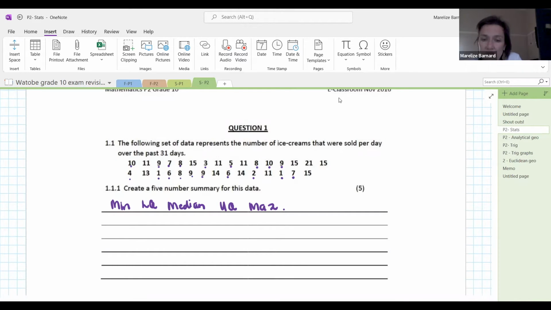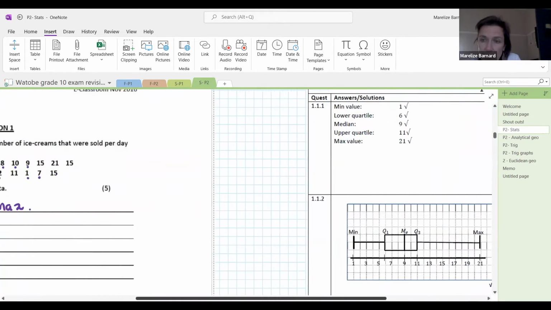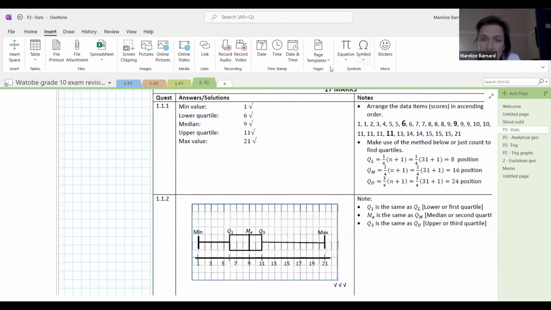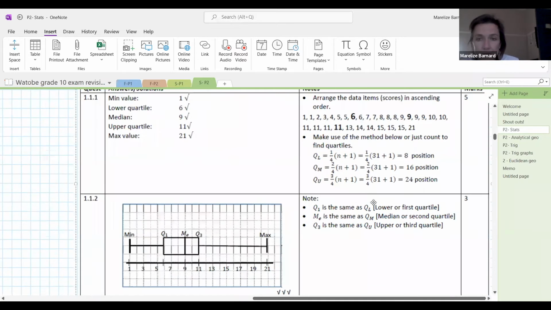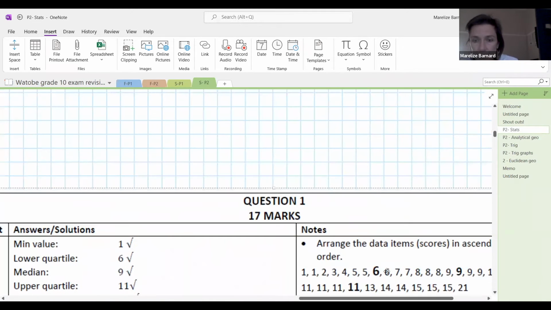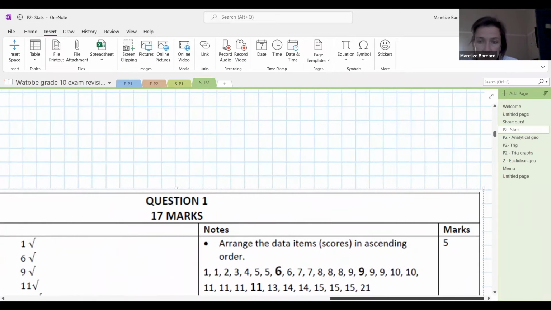Right, if you want to check your data before you go on to do the actual 5-number summary, it's over here in the notes on this side. So just check that you got that right. So 1, 1, 2, 3, 4, 2 5s, 2 6s, 2 7s, 3 8s, etc. And let's now use that to do our box and whisker plot.